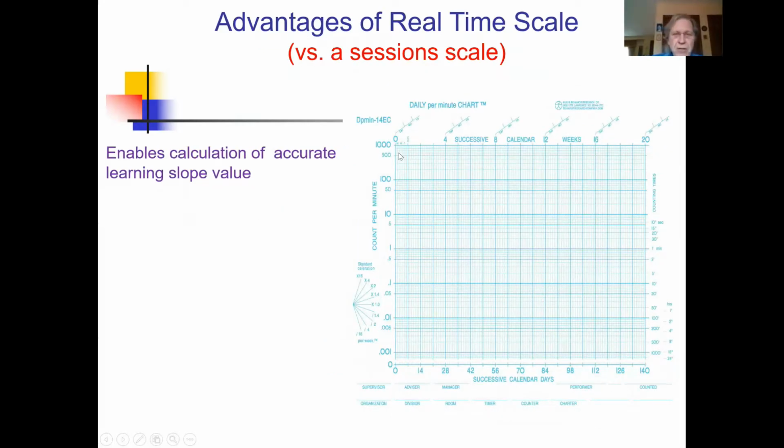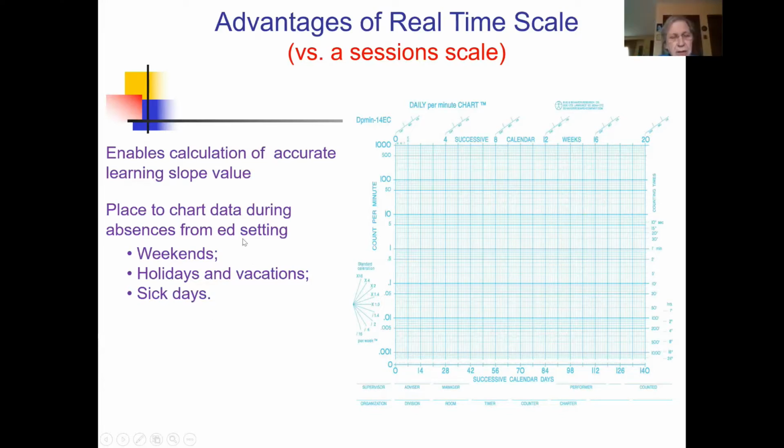The advantage of a real-time scale versus something like a session scale, where sessions would be the number of sessions in a given day or week, but you don't know the actual calendar time. In order to get an accurate learning slope value, we need real time, because you need to know how much time was spent in the learning process. So that's an important aspect of a real-time scale.